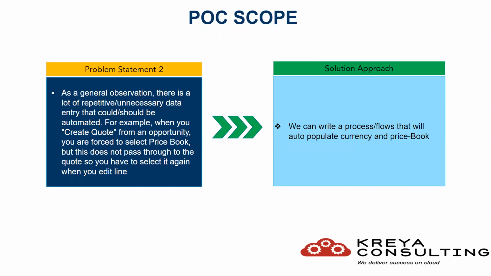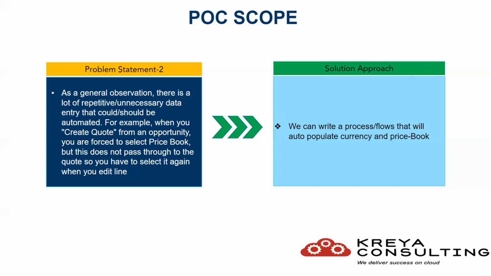So the problem statement here is that my customer has multiple price books in their company organization, and whenever any sales rep creates a quote from an opportunity and goes to add a line item in that quote, they have to select a price book manually. The sales rep has to choose it manually. There is no automation.